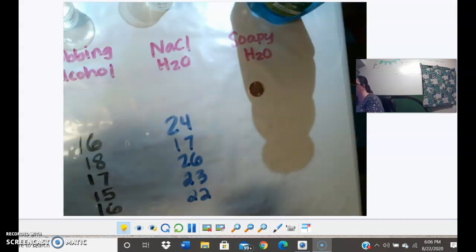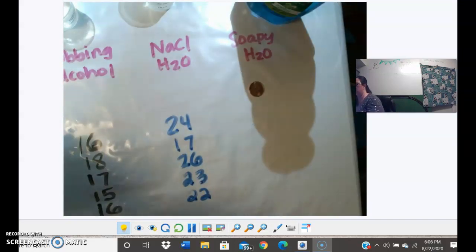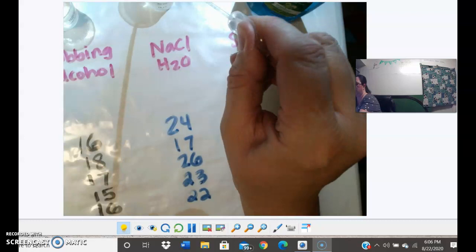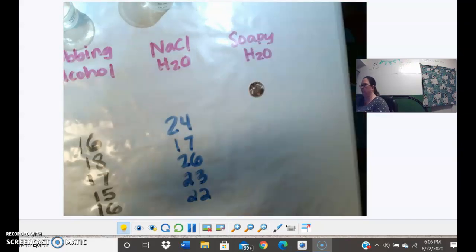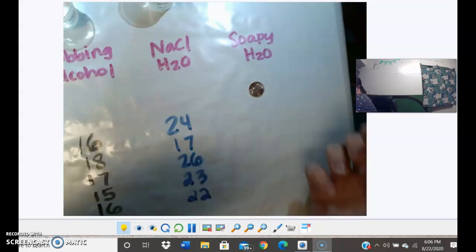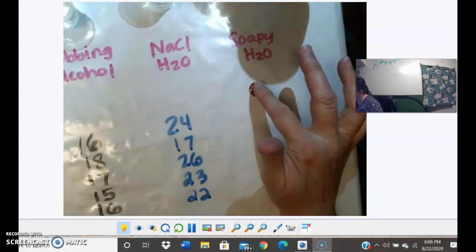Okay, so I originally had soapy water, and that was because I didn't read clearly. This one is predict the number of drops of distilled water a penny will hold if dish soap has been spread on its surface, and justify your prediction. So I'm going to get a little bit of soap on my finger, just a little bit. Rub it on the penny.